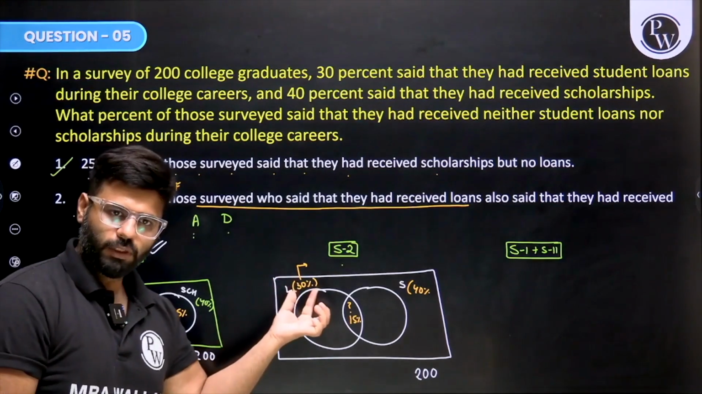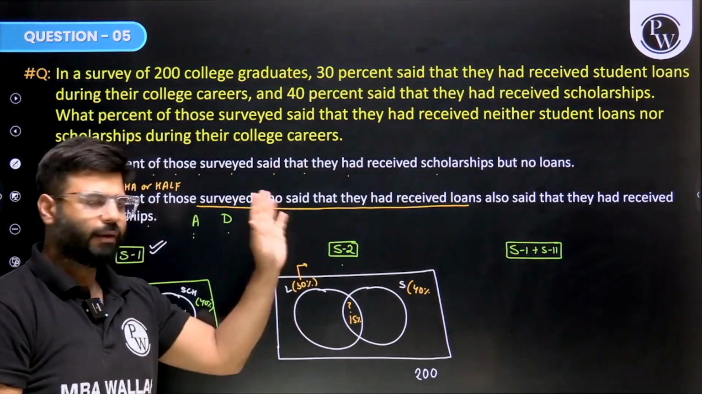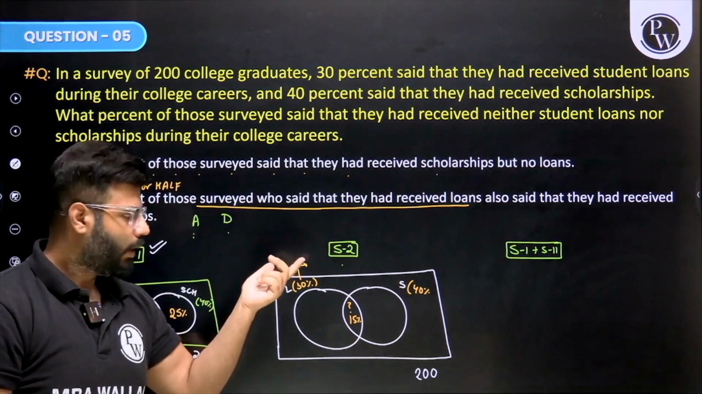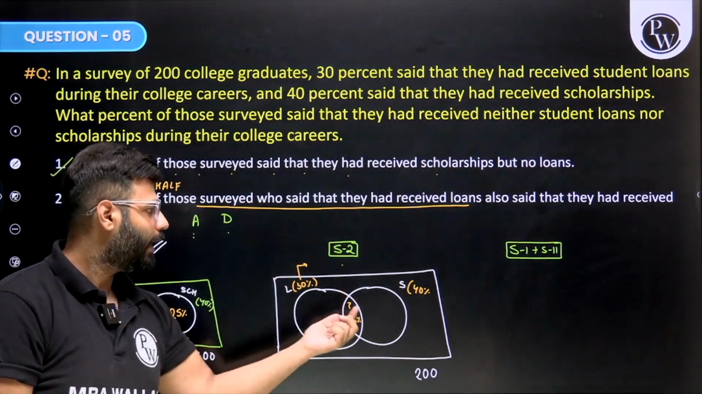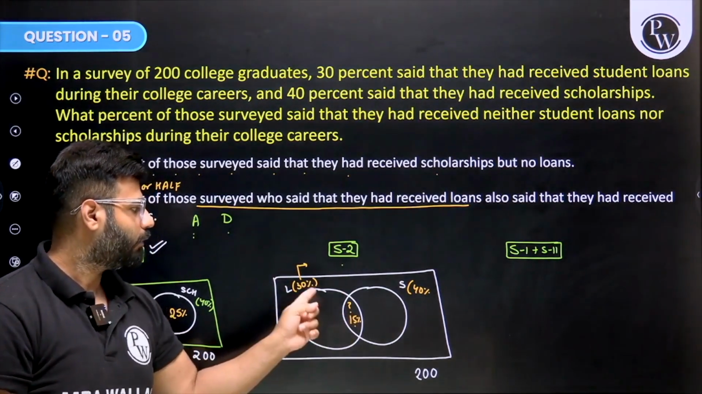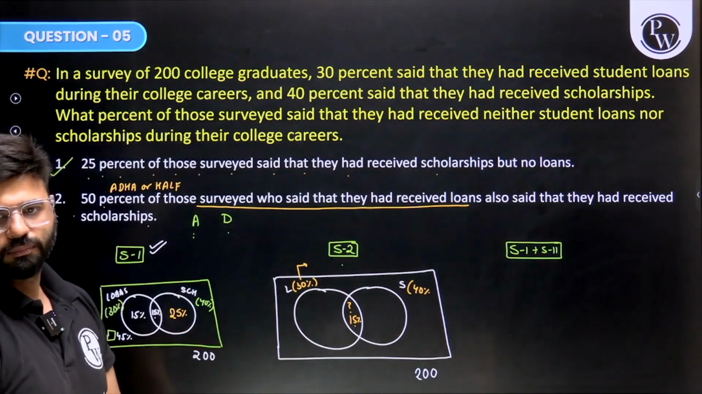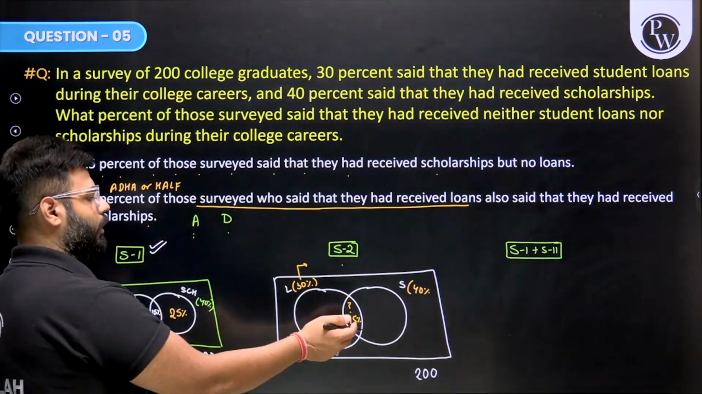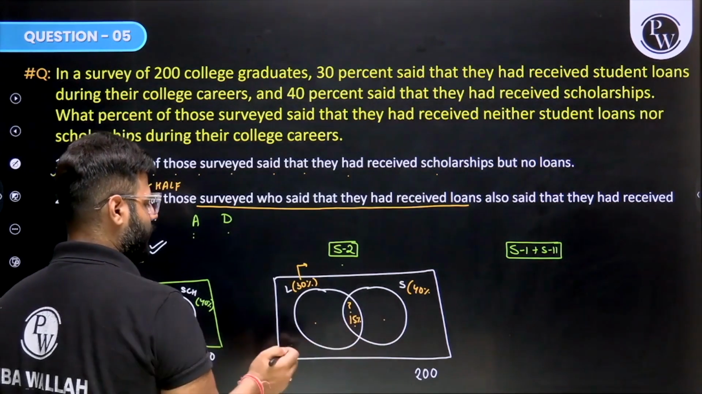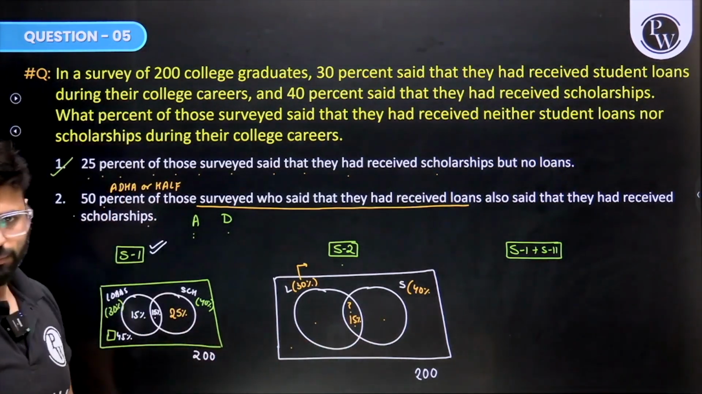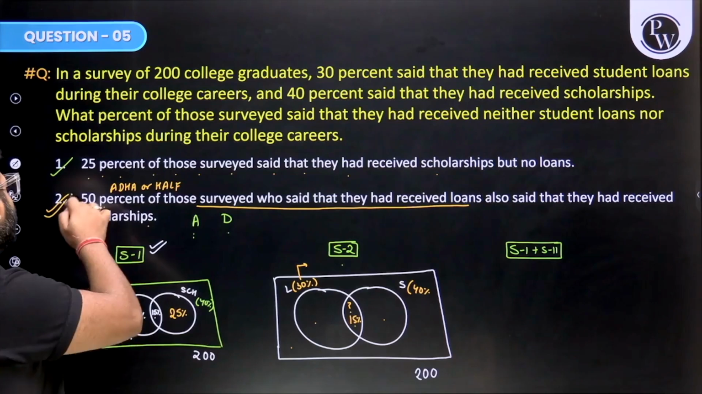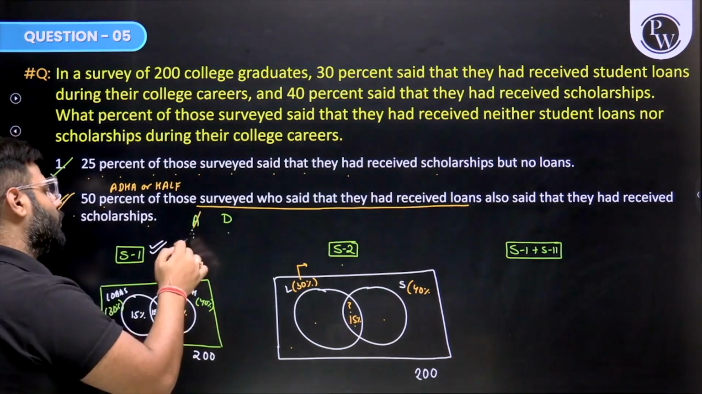He's saying कि half of these guys who told that they have got loans, half क्यों 50%, have also said that they had received scholarship. So this is 15%, half of this. Game over. So once I know this, I can calculate this, and hence this in the same manner. So this alone is also sufficient. Both alone became sufficient. So this goes away.